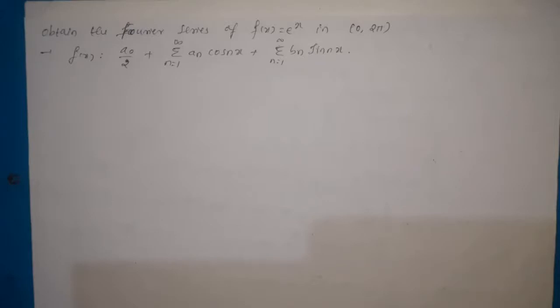Depending on the interval, first we need to write the general formula for the function. So here f of x equal to a naught by 2 plus summation over n equal to 1 to infinity a n cos nx plus summation over n equal to 1 to infinity b n sin nx. Here the interval is 0 to 2 pi. Now regarding that interval we need to find the Fourier coefficients a naught, a n and b n.